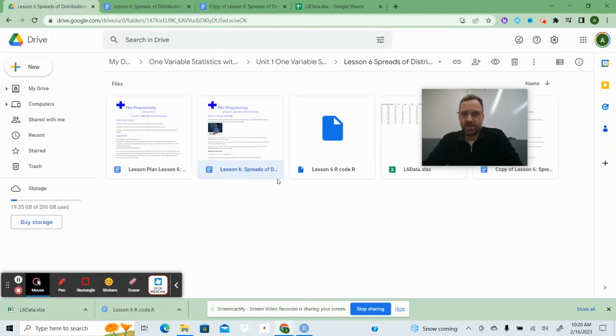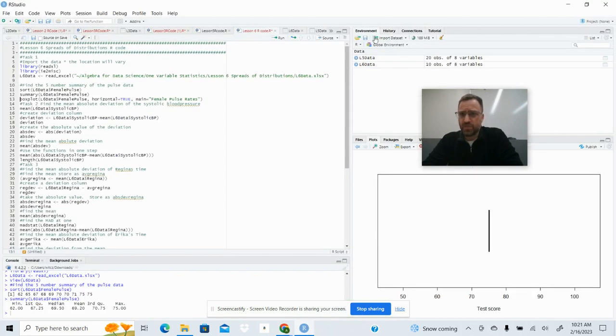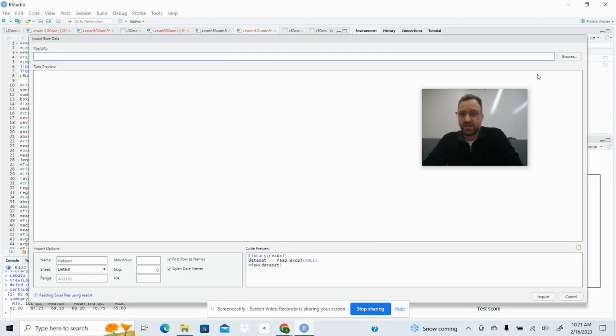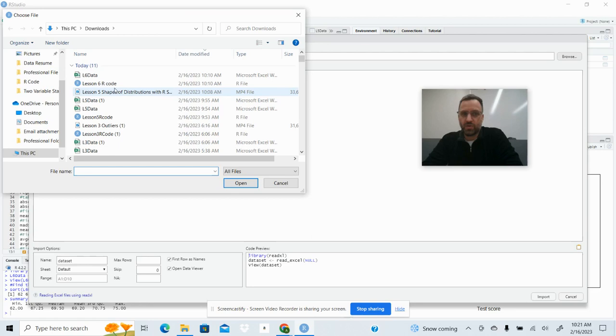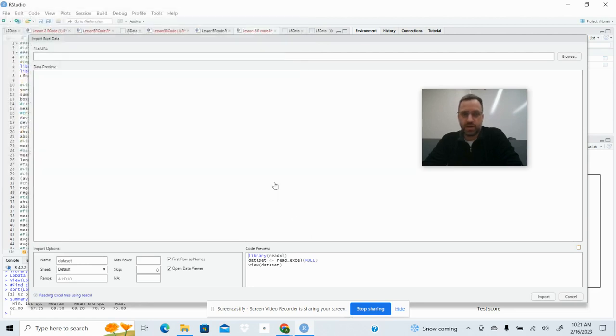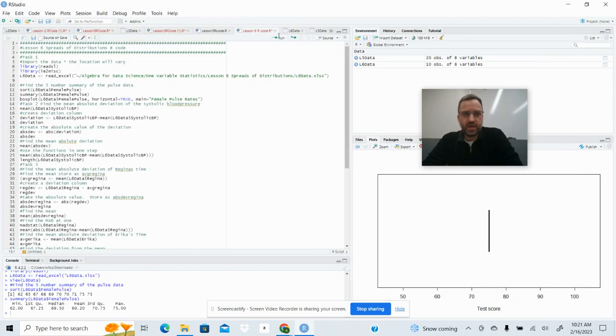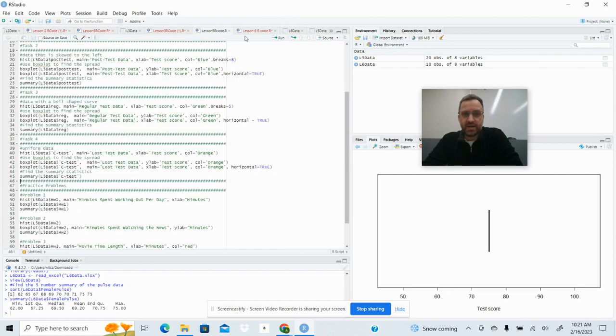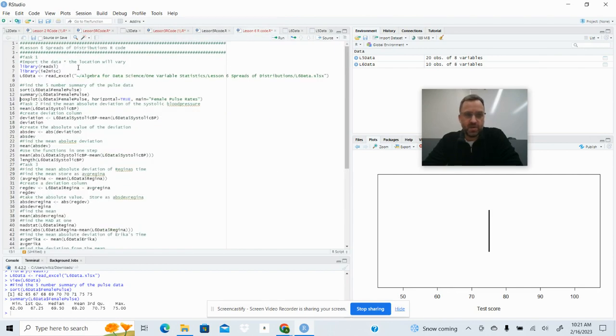So the first thing you need to do is download the R file and get ready to run that. Download the data. So click on this, click File, Download as XLS, and then load the data. So you just click Import Dataset from Excel. I have this in my download file, so you click on that and then click open. And then on the lesson 6 code, we're going to need those two libraries.